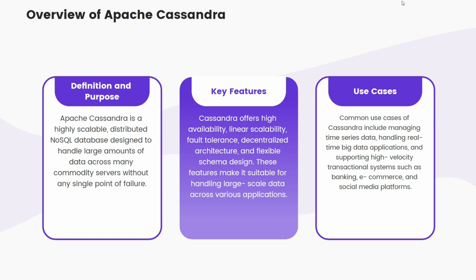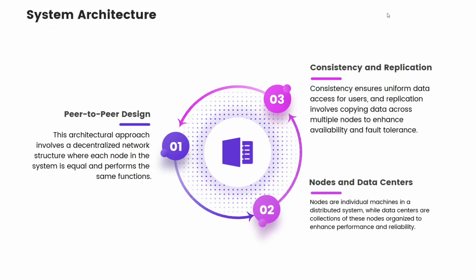For all these features, Cassandra is mainly used in industries like banking, e-commerce and social media platforms. Then the system architecture. It has a peer-to-peer architecture, which means it doesn't have a master-slave setup. Cassandra distributes data equally across nodes, so there is no master-slave relationship. Every node has the same responsibility. There is not a main node to take care of all the other slave nodes.